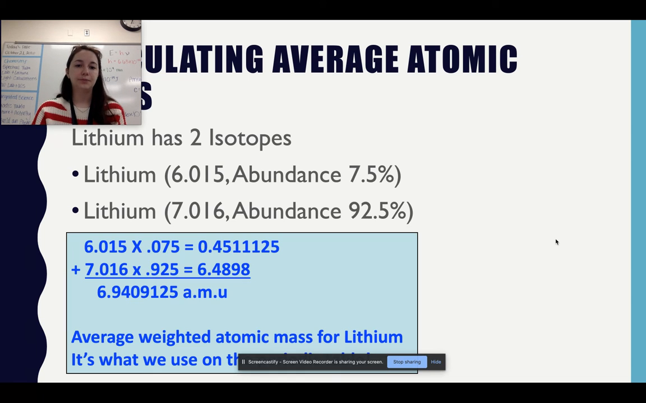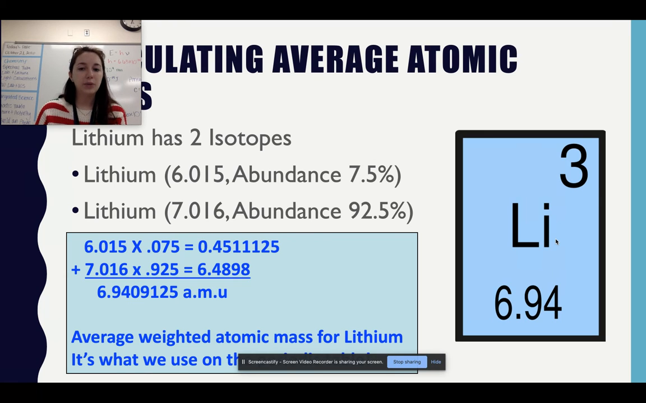Here is the answer. You should get about 6.94 AMU. And if you go to the periodic table, you should see that lithium has about 6.94, maybe 1 if it goes to 3 decimals. And that means, hey, you did it right. Now, it's not a perfect science because they have a lot further decimals than us. So as long as you're in this range, you should be pretty okay.